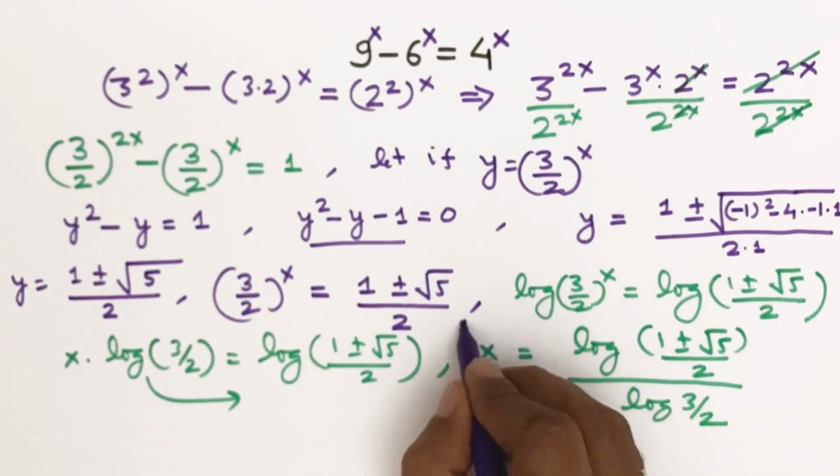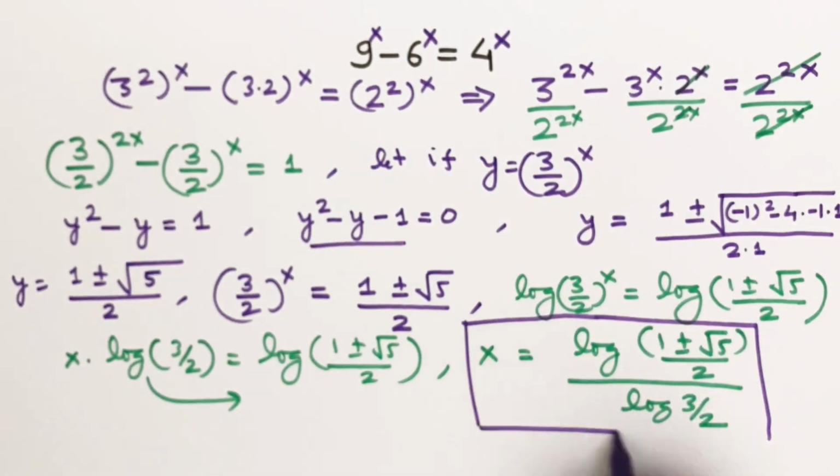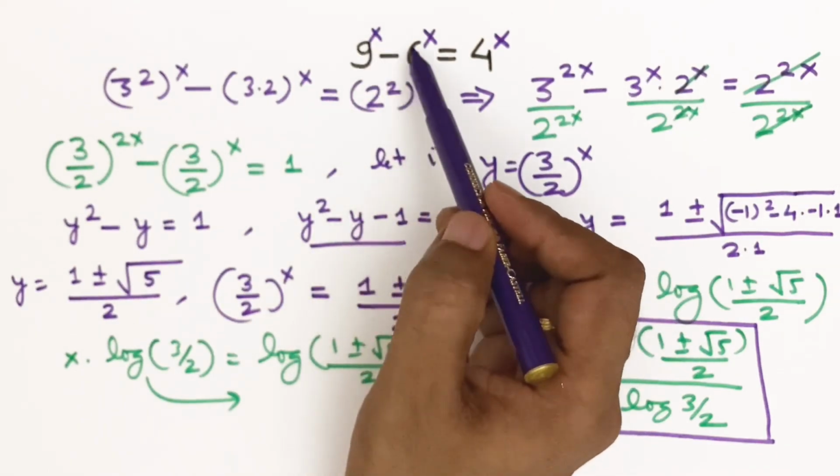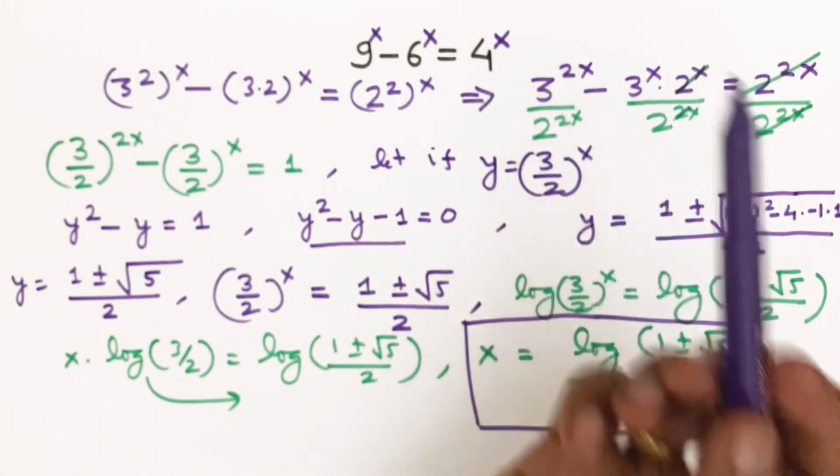So this is our answer as the value of x to satisfy this equation of 9 to the power x minus 6 to the power x equals 4 to the power x.